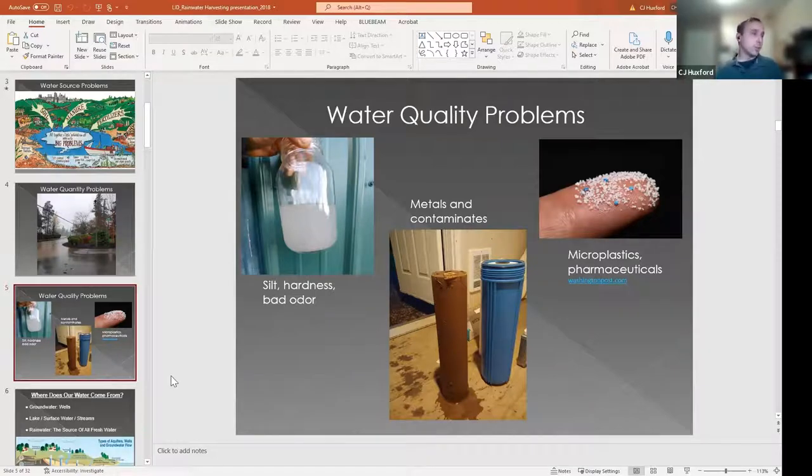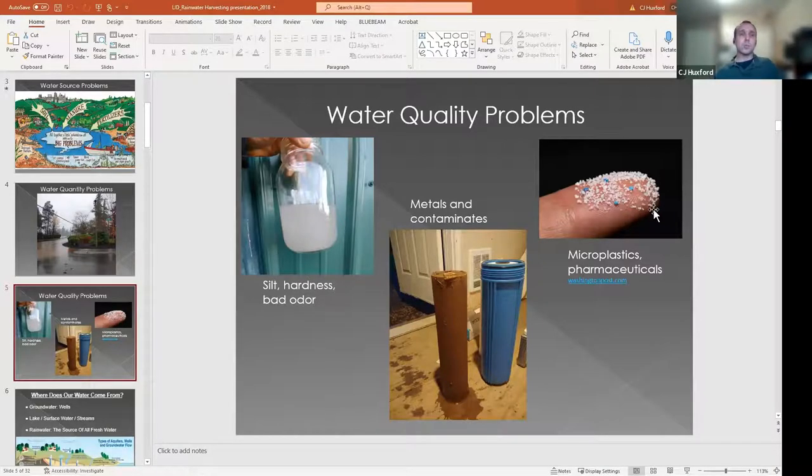So looking at some of these things, this picture shows silty water in a jar on your left, and in the middle, a sediment filter that's got a bunch of iron and sediment and other things stuck to it.